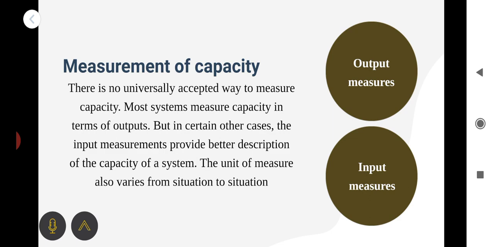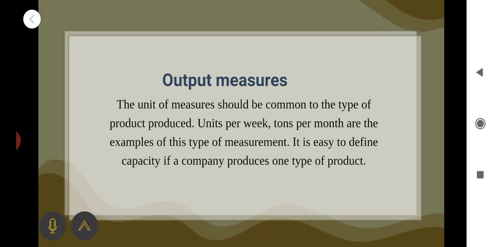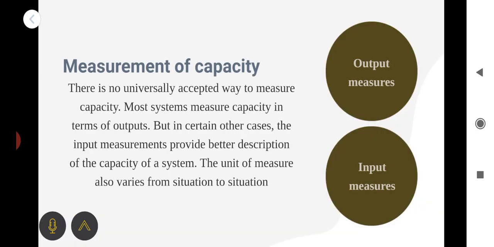There are two types of measurement: output measures and input measures. Output measures means the unit of measurement should be common to the type of product produced. Units per week, tons per month are examples of this type of measurement. It shows what volume we produced during a given period of time. It is easy to define capacity if a company produces a single type of product or a homogeneous type of product.